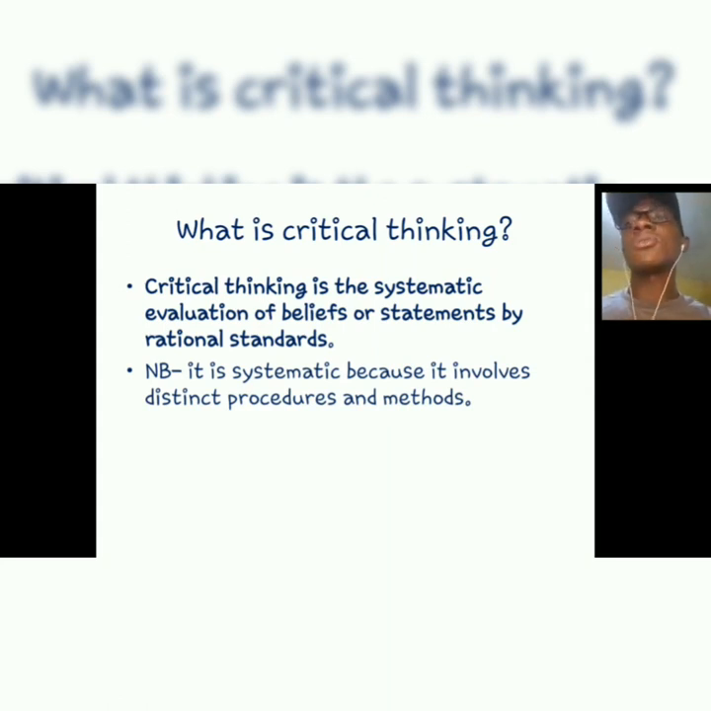Now, there is a key word we have to explain here. It is systematic because it involves distinct procedures and methods, not just gut feelings or things we feel. So you realize that in critical thinking, we evaluate existing beliefs and we formulate new ones. Usually, the moment we evaluate existing beliefs, we realize that there is a problem with the existing ones, so we either modify or formulate new ones. And we do this based on how well they are supported by reasons. So in critical thinking, if a belief is not really supported by reasons, then it's not a good belief.